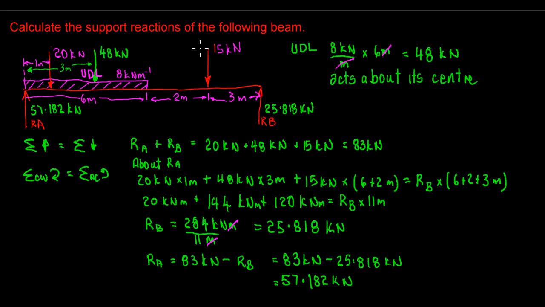Now, if you wanted to do a further check on this, it would be a fairly simple task to work out the moments about B rather than A. So just as we worked out the clockwise and the anti-clockwise moments about A, we've got sufficient information there to work it out about B, so that would eliminate RB from the equation, and we could calculate RA. And well, I'm pretty confident that if you do that, you would get 57.182 kilonewtons. So there we go, the support reactions of the beam calculated.